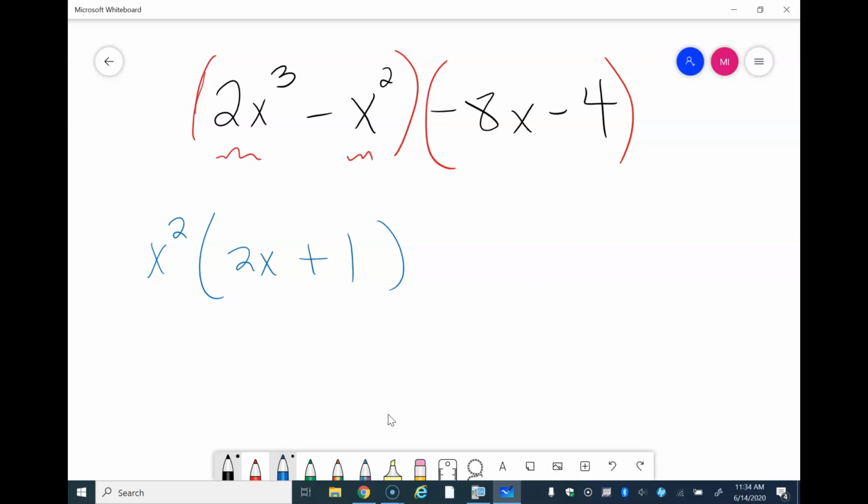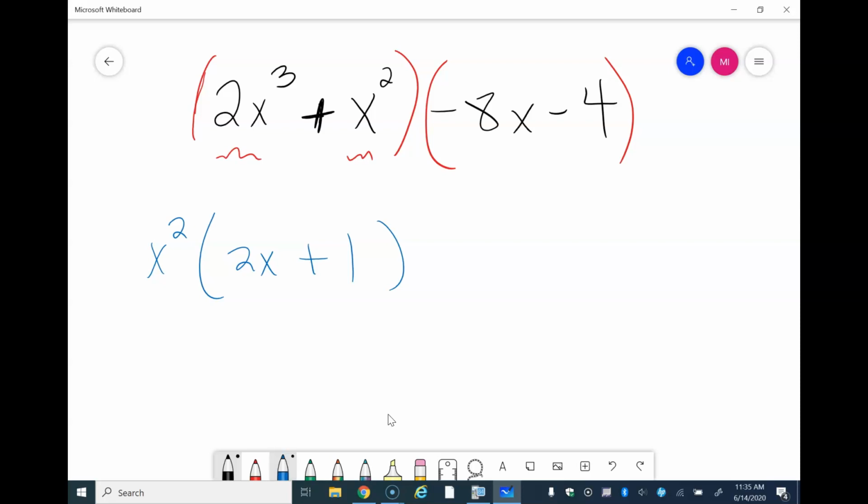So if I actually did my distribute this time, this gives us the x cubed, and then this one here gives us the x. And actually, this should be a plus sign. So let me change that real quick. So this should be a plus sign up here.